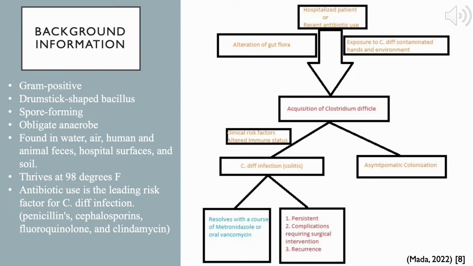This bacteria thrives at 98 degrees Fahrenheit, which is body temperature, and antibiotic use is the leading risk factor for C. diff infection. Penicillins, cephalosporins, fluoroquinolones, and clindamycins are all contributors. As we can see to the right, this image shows the process of C. diff infections. Hospital patients or recent antibiotic use are the main factors for contracting C. diff, and it shows the process of infection, colonization.